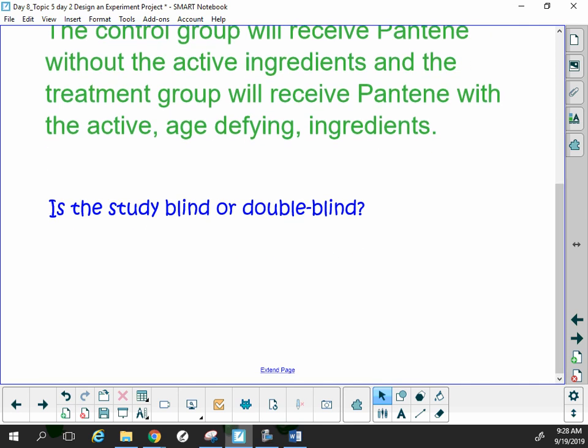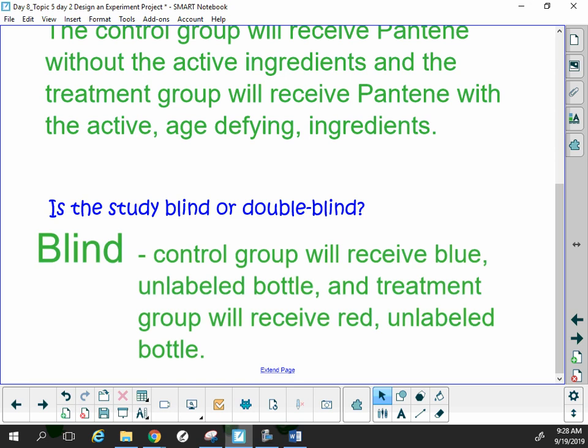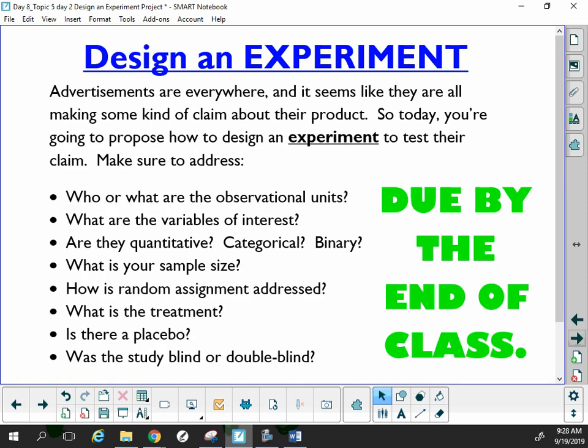Is the study blind or double blind? Well, guys, if I say you have the Pantene with the age-defying ingredients and you don't, then why would I do that, right? So my study I picked to be blind. So the control group will receive a blue unlabeled bottle, and the treatment group will receive a red unlabeled bottle. So I know which one they have, but they don't know which product they have. All right, so that is my example for design and experiment.